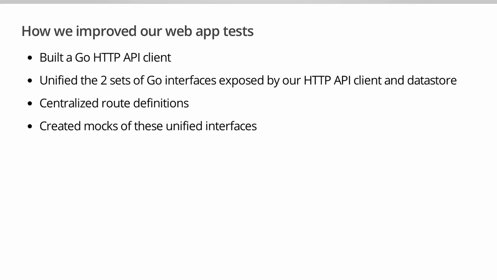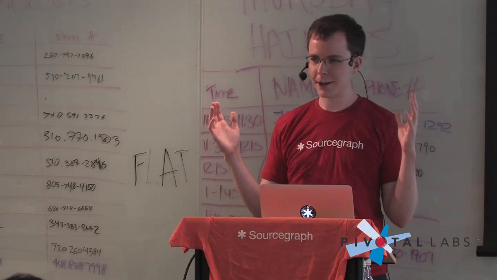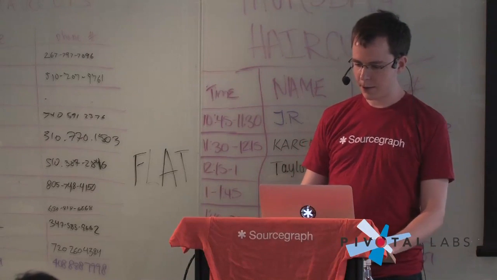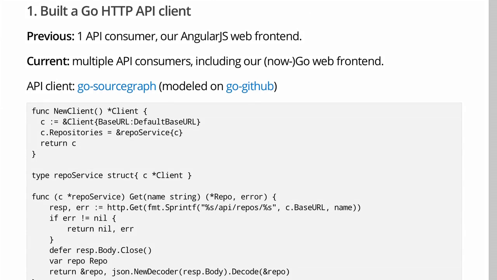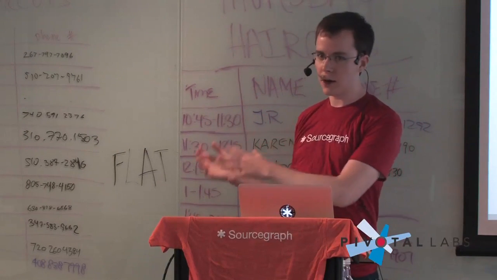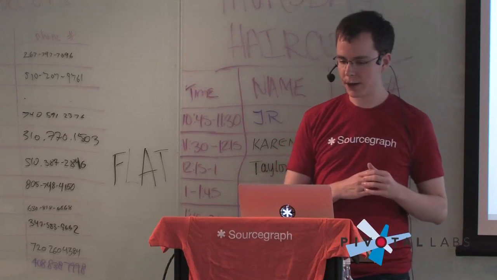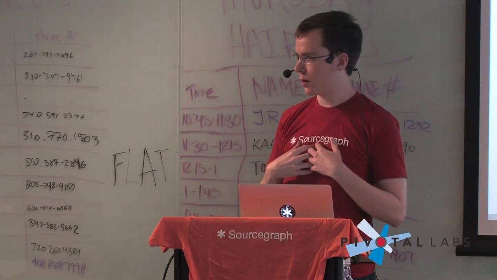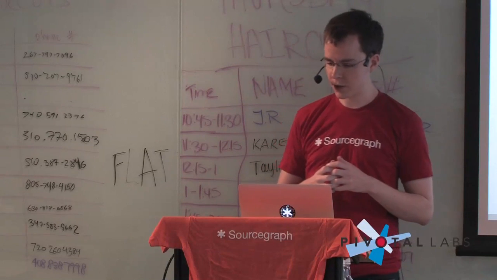So here is the high-level overview of what we did and how we got from V0 to what we have now, which is where our tests are pretty solid, but I hope that all of you can criticize what we have and help us improve them further. So I'll start out with building an HTTP API client. So in the old world, the only API consumer was this AngularJS front end that we had, and it was in JavaScript. We didn't do any kind of code sharing between the Go backend that implemented the API and the JavaScript front end. Now we have multiple API consumers, some people using it. We have multiple services of our own that use it, so it's more of a microservice architecture.